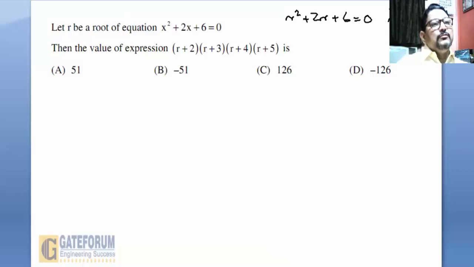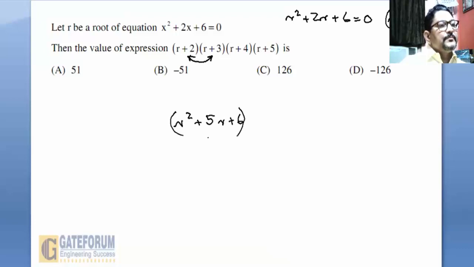Well, one thing we can do, we can say that this is true. R square plus 2R must always be equal to minus 6. Now look at this expression. If you multiply these two, what do we get? R square plus 5R plus 6, right?